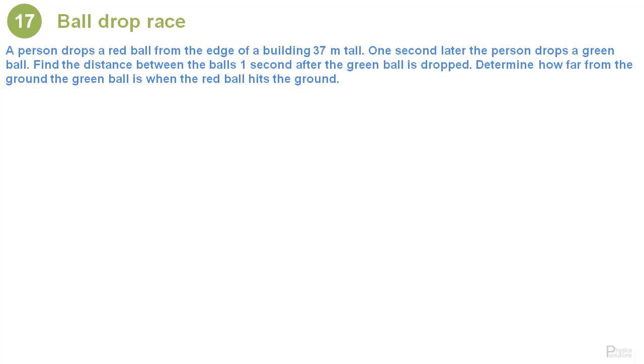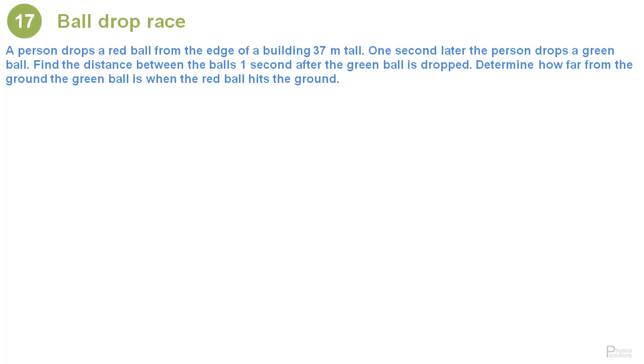A person drops a red ball from the edge of a building 37 meters tall. 1 second later, the person drops a green ball. Find the distance between the balls 1 second after the green ball is dropped. Determine how far from the ground the green ball is when the red ball hits the ground.